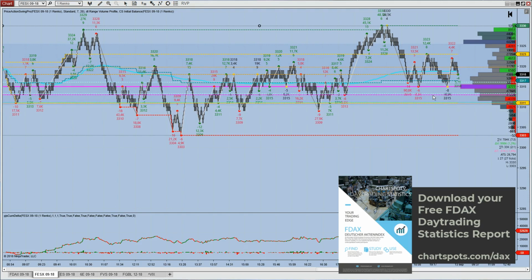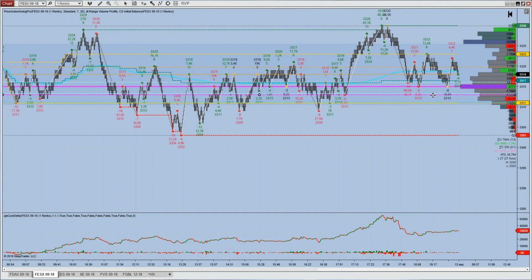Similarly, I keep the volume point of control with this dotted purple pinkish line. What I note here is that today we have moved up only 2 points, which also signifies again that the market was in balance compared to yesterday.